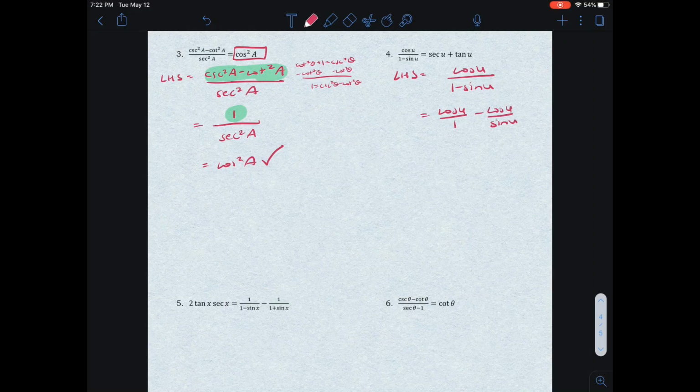This is just incorrect. You only can do that when the denominator has a single term or is a product of terms, right? Anytime you see a sum or difference though in the denominator, you can never break it up like this, okay? And so what we're going to do here is we're going to multiply the top and bottom by 1 plus sine of u.